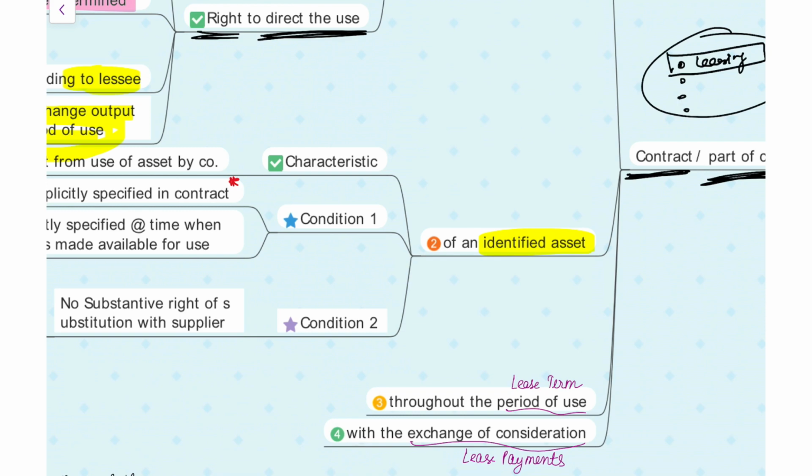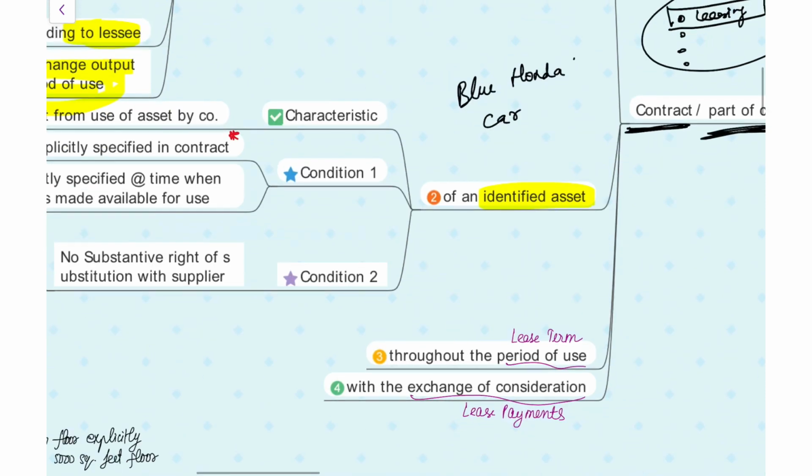So now we are going to understand what an identified asset is. Identified asset, in simple terms, means this: suppose I say I want a particular car on rent. Here, if you are directly defining in the lease agreement that we will be giving you a blue Honda City on rent.